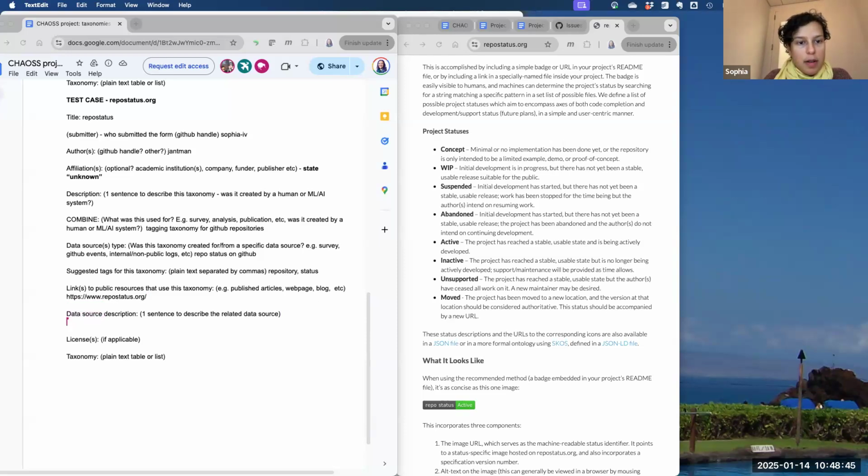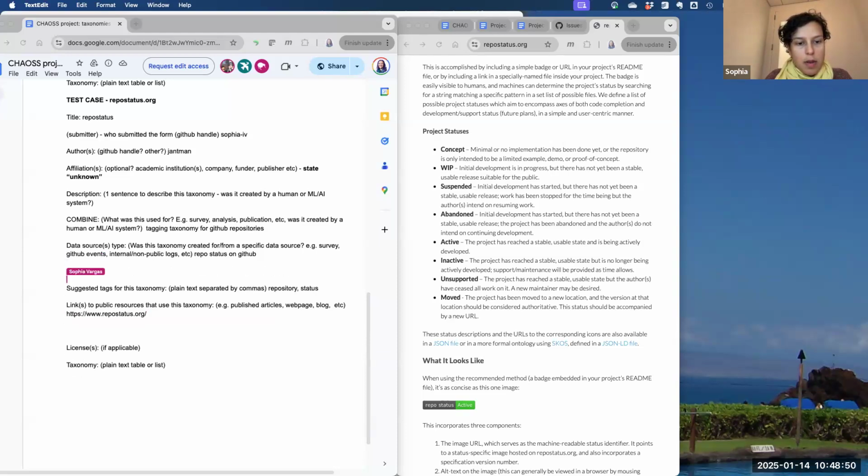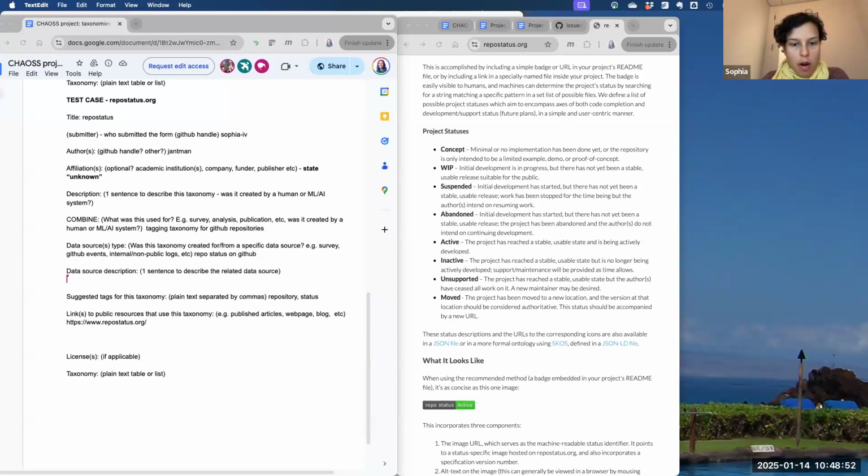So here's another redundant one. Data source type and data source description. These could be the same or one.